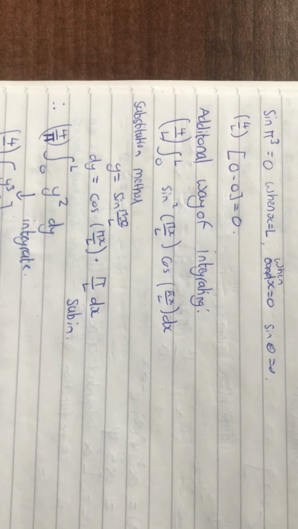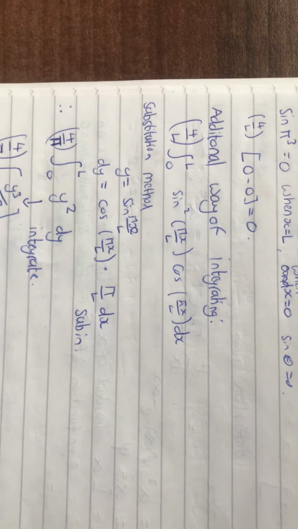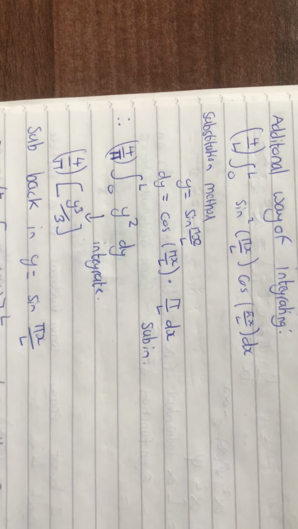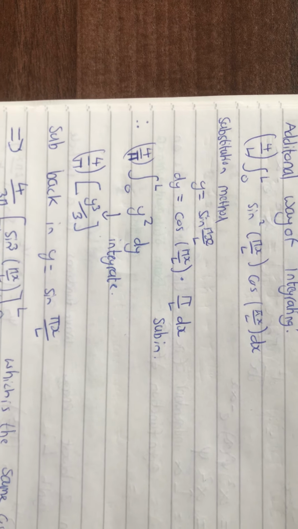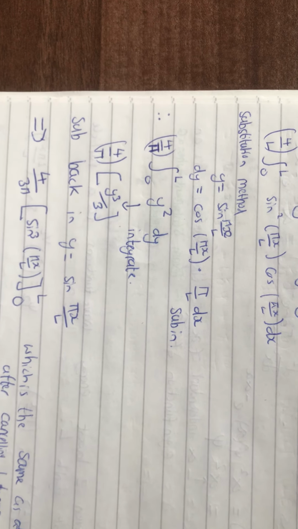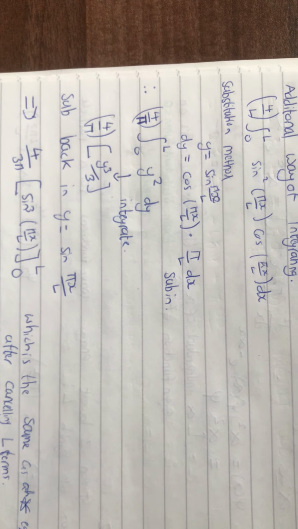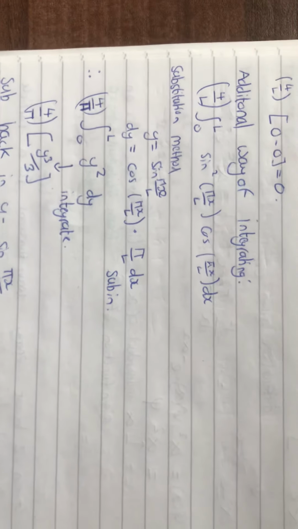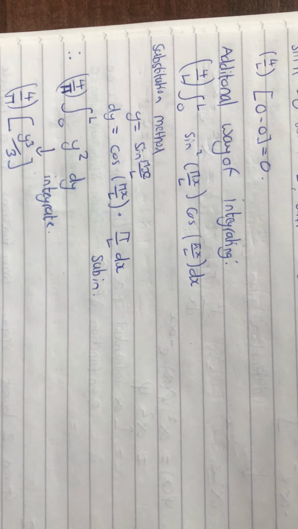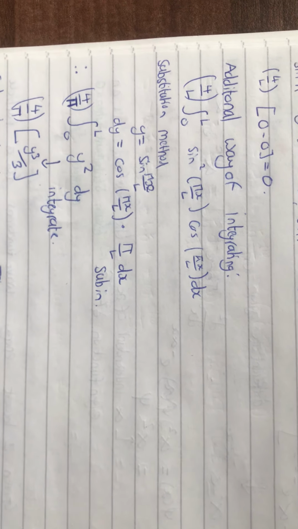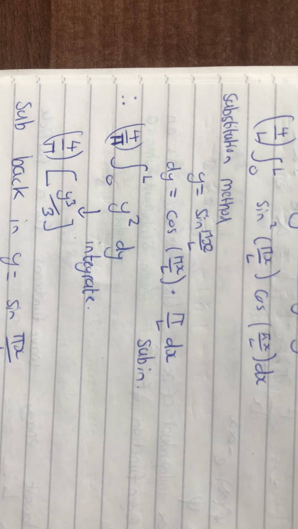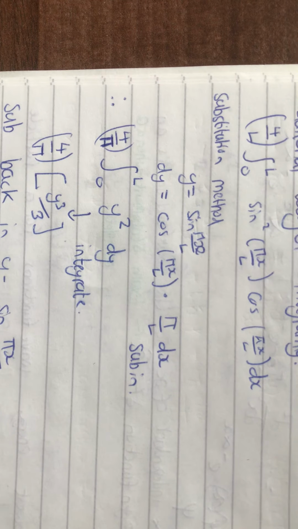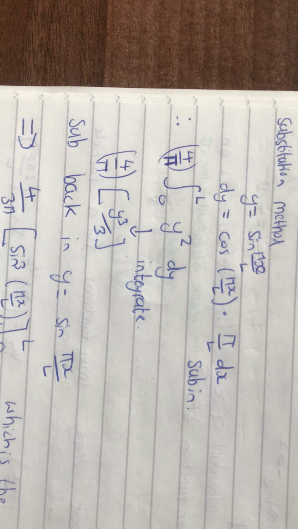An additional way of integrating this term, which is easier in my opinion, is by using the substitution method. So if we say that y is equal to sine pi x over L, then dy, the differential of sine pi x over L, is equal to cos pi x over L times pi over L dx. And if we sub that in, we'll get y squared dy, and we know that dy is equal to what we had.